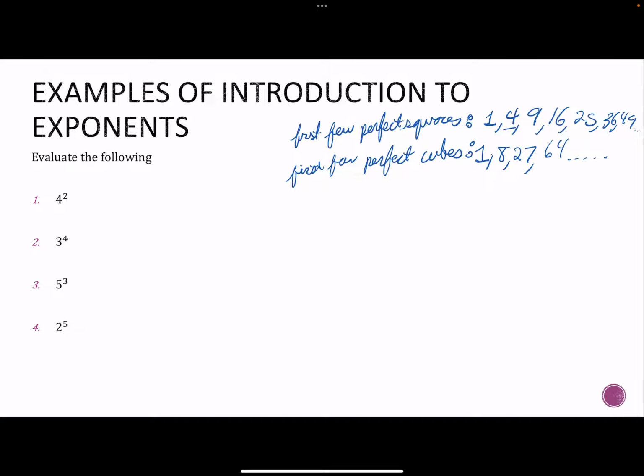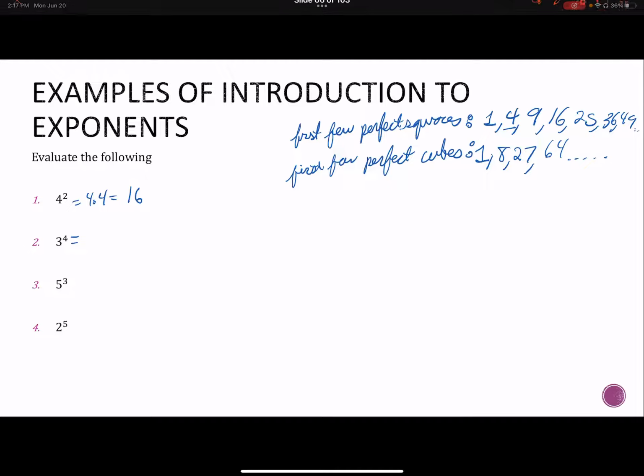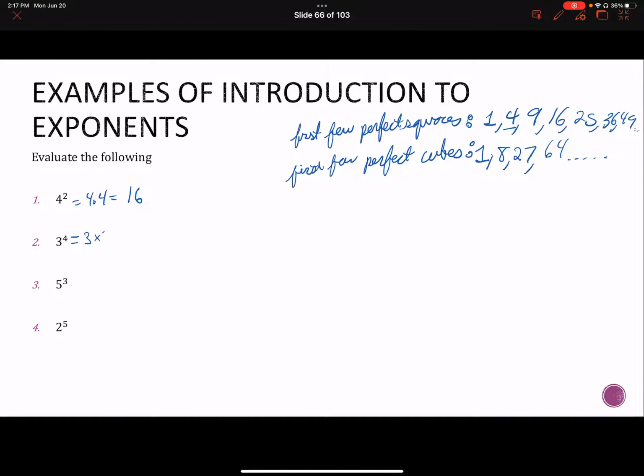So if I have 4 squared, that's 4 times 4, which is 16. If I have 3 to the fourth, that is 3 times 3 times 3 times 3. Now you don't have to write all this back out, but that's essentially 9 times 9, which is 81.